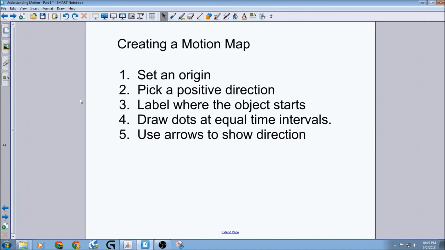Now, the way we create a motion map is to first set an origin, pick a positive direction, label where the object starts, and then once it starts moving, we draw dots at equal time intervals. If it's not specified what the time interval is, go ahead and assume 1 second. Then we show the direction of motion by drawing arrows from one dot to the next. Let's look at an example of this.